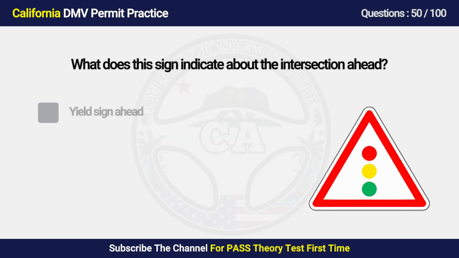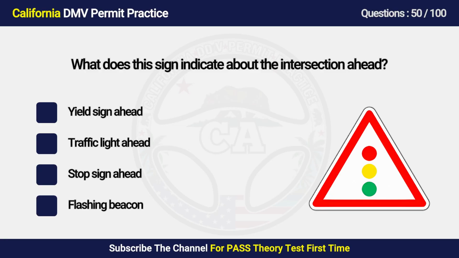Question 50. What does this sign indicate about the intersection ahead? A. Yield sign ahead. B. Traffic light ahead. C. Stop sign ahead. D. Flashing beacon.